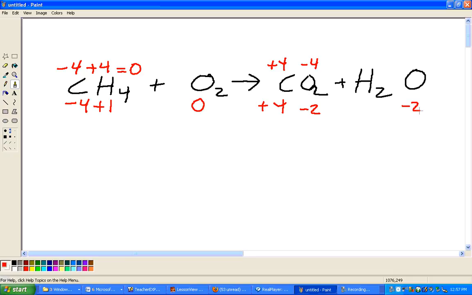Oxygen is a -2. There's 1 of them. So that's a -2. That has to be a +2. +2 spread over 2 things makes each one a +1.